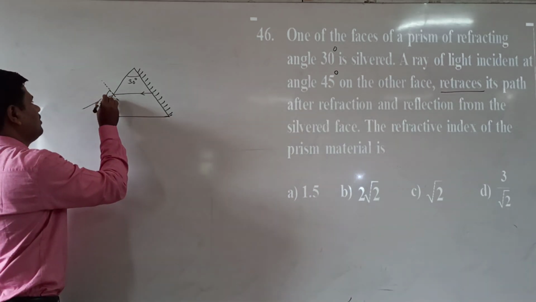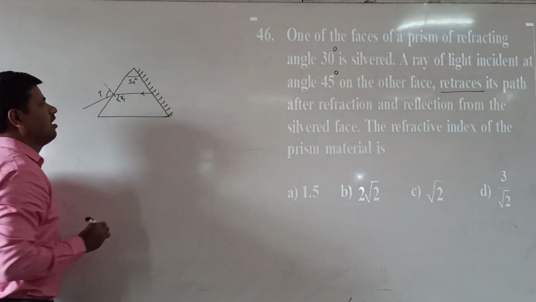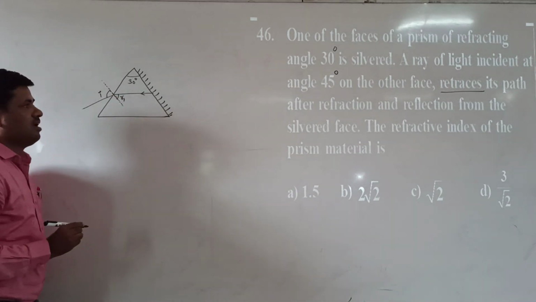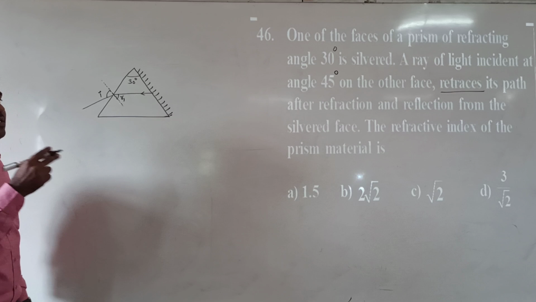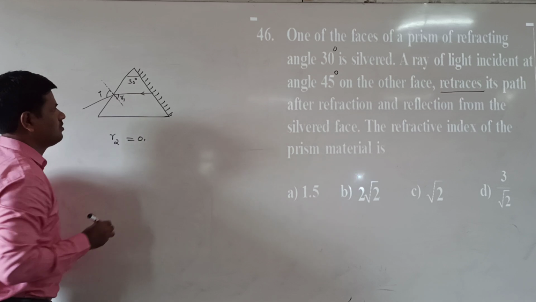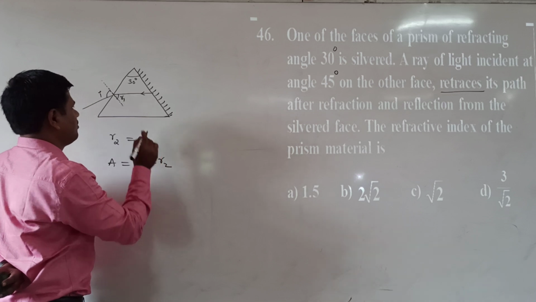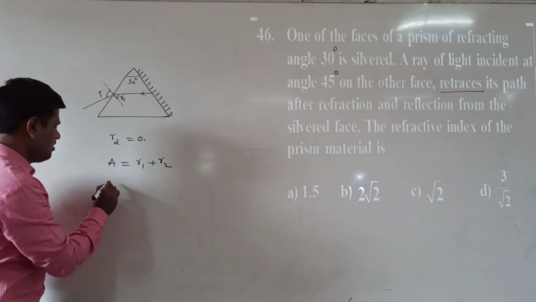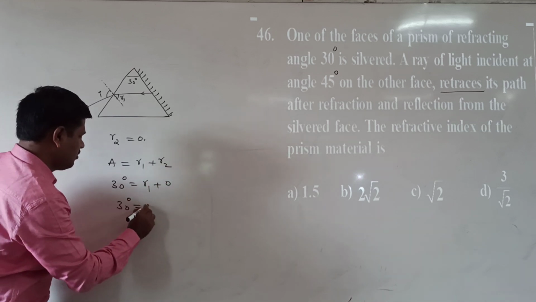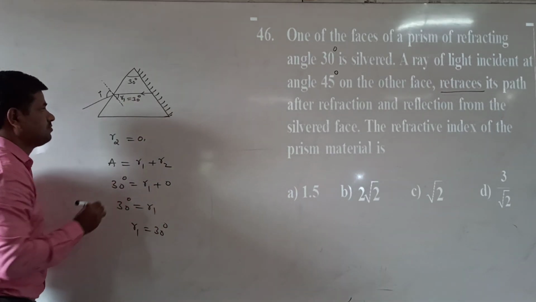Here this is I, and this we consider as R1. This angle is R2, and R2 is 0. Why is R2 0 here? Retraces its path means that in whichever direction it is falling, in the same direction it comes back. That's the reason the angle R2 is equal to 0. When R2 is 0, angle A is equal to R1 plus R2, by the formula. The refracting angle is given as 30 degrees. So 30 degrees is equal to R1 plus 0, so R1 is equal to 30 degrees.